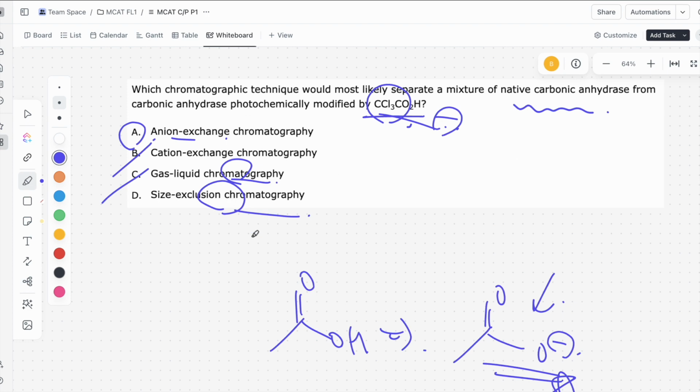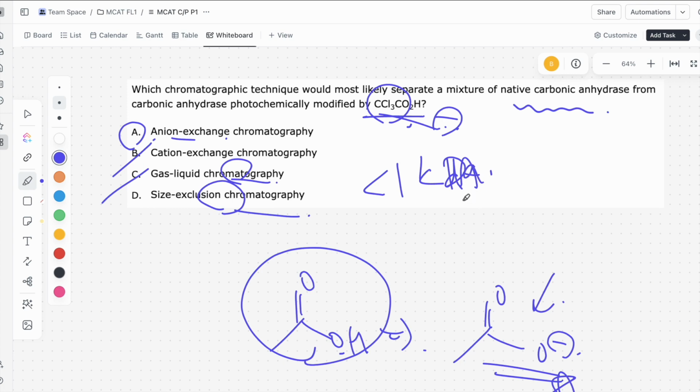Some of you might think that if we add this molecule here, the modified version of carbonic anhydrase is going to be bigger than the native carbonic anhydrase, meaning that you can use size exclusion chromatography. Unfortunately, although that line of reasoning is correct, size exclusion chromatography's resolution is not that high. It's not going to be able to tell the difference between one that has this carboxyl group versus one that doesn't. According to AAMC and for the purposes of the MCAT, if the difference is less than 1 kilodalton, it's not going to be a big enough difference for size exclusion chromatography to resolve those two different molecules. So it's not going to be D either, meaning A is the best answer here.